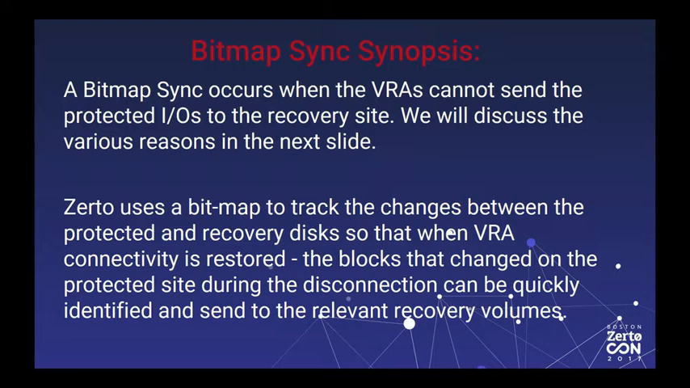Zerto uses a bitmap, exactly how it sounds, to track changes between the protected and recovery disks. So when the VRA connectivity is restored, let's say it had a disconnection. If I have a disconnection from the recovery side, I still have the protected VMs writing IOs, right? It doesn't stop. So I have to keep track of all these IOs. The VRA needs to say, okay, I have some writes going on, but I can't send them over right now. I'm disconnected. What do I do? Bitmap. Now that the VRA connectivity is restored, we know which blocks have changed, so we can send them over to the recovery side and do a quick bitmap sync.